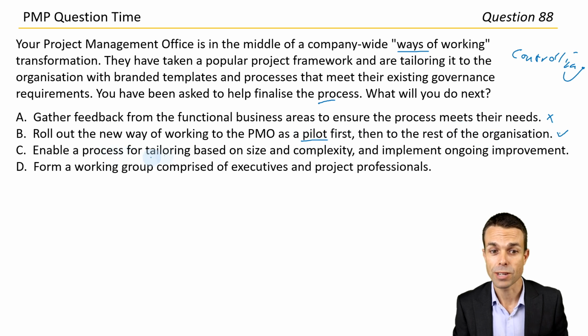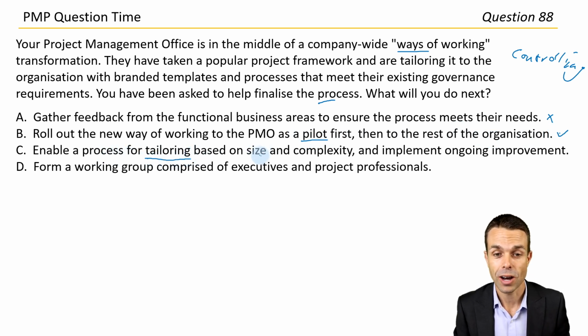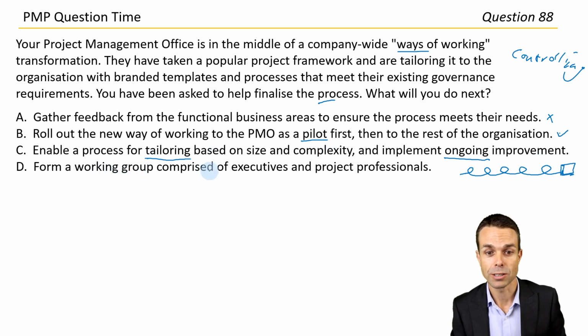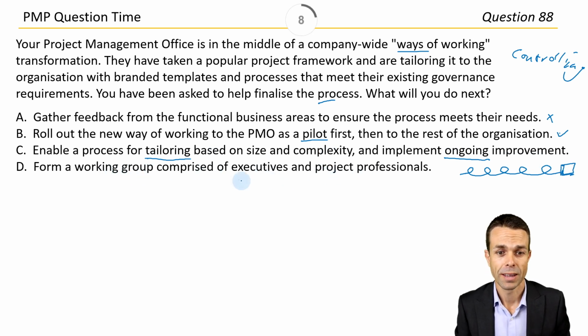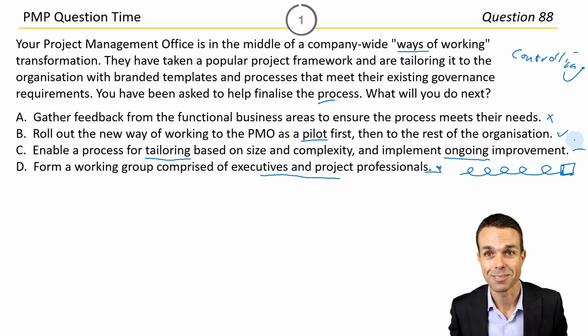Enable a process for tailoring. Again, I think this might be our key word here. Based on size and complexity, that's really good. And implement ongoing improvement. So again, we won't get it right the first time. We're going to need to adapt it and improve it over time. I think that's also a bit of the Agile sort of creeping in there, that continuous improvement happening. Form a working group comprised of executives and project professionals. Also, I think there's more to it than that. So for our purposes, I really love the process. Let's go with answer C.